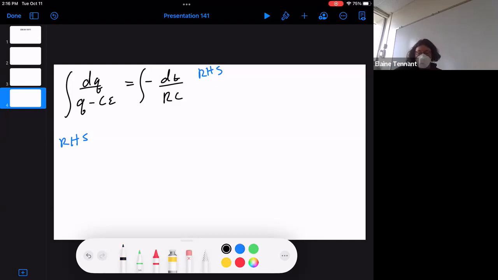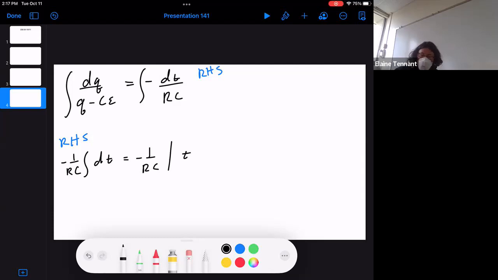The resistor and the capacitance, are those constants or variables? R and C. Constant, because as I hook this up to a battery, I don't expect my resistor to change. I'm also going to pull that minus sign out. Okay, so I'm just integrating dt. And what is the integral of dt? Very good. And we should put some bounds on this thing.